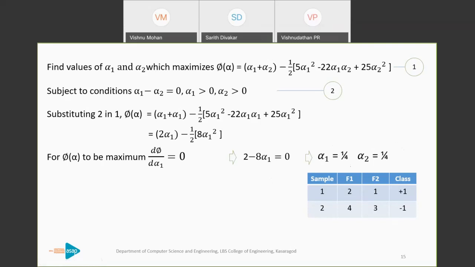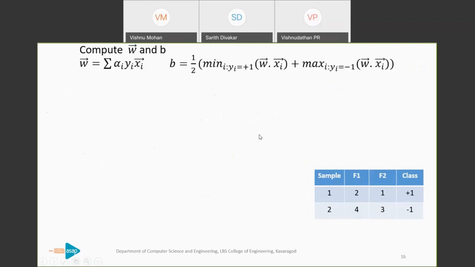Now what is the next step? We have to find out the value of W and B. So let us go to the computation of W and B. Now you know that the expression of W is the sum of alpha i, y i, x i. So it's direct substitution: alpha 1, y1, x1 plus alpha 2, y2, x2.